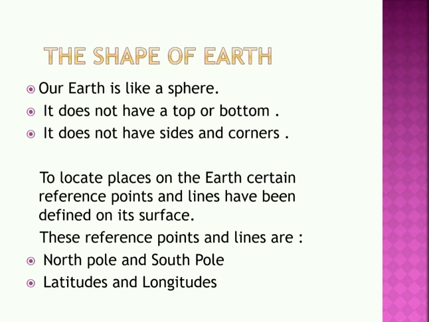The shape of the earth. Our earth is like a sphere. It does not have a top or bottom. It does not have sides and corners. So our earth is basically spherical in shape, or like a ball. It does not have any top or bottom, and it also does not have any sides and corners.